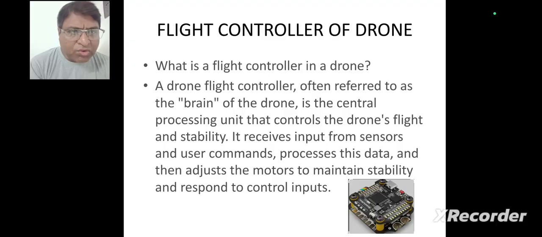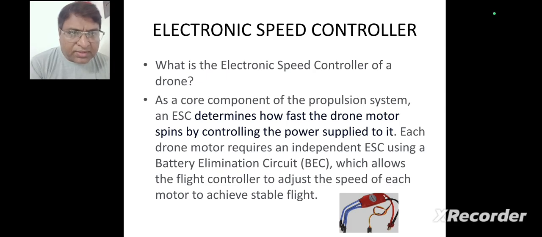What is a flight controller in a drone? A drone flight controller, often referred to as the brain of the drone, is the central processing unit that controls the drone's flight and stability. It receives input from sensors, processes this data, and then adjusts the motors to maintain stability and respond to control inputs.